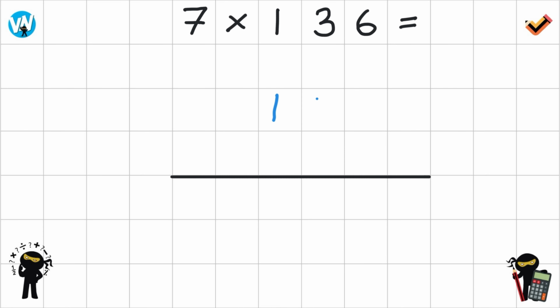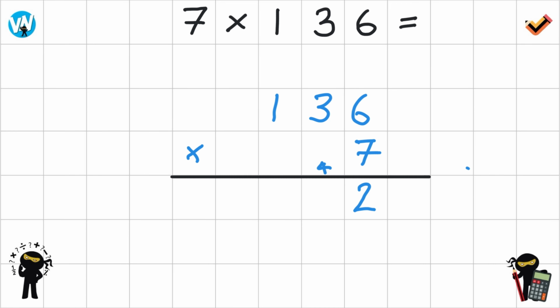So again, we're going to lay out 136, making sure it's nice and clear and presentable, multiplied by 7. At this point, we're going to do 7 times 6, starting in the 1s column, then we'll do 7 times 3, and then we'll do 7 times 1, and that will give us the answer. So again, if we drop back into the question, 7 times 6 is 42, so we put the 2 in and carry the 4.